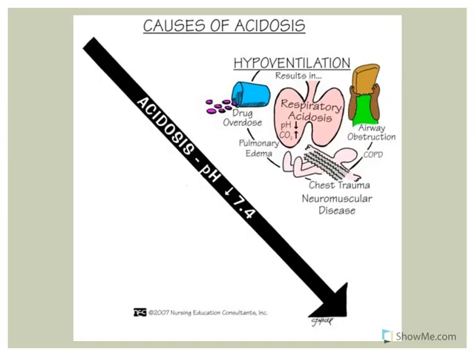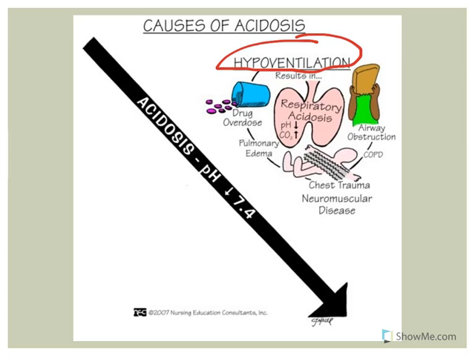So let's do some causes of acidosis. The first one is respiratory acidosis. Somehow we are hypoventilating. If your ventilation rate is depressed, I'm not going to get rid of CO2, and so CO2 levels will accumulate. That would lead to being acidotic.